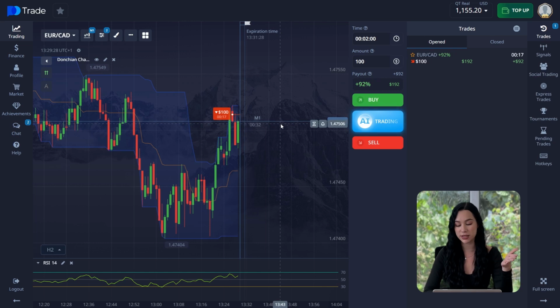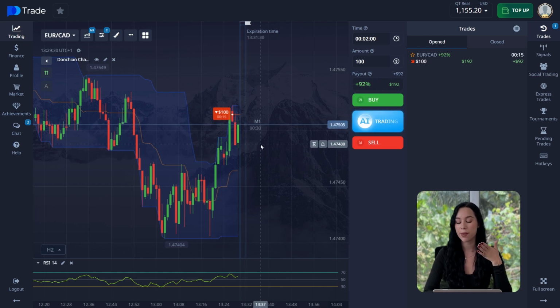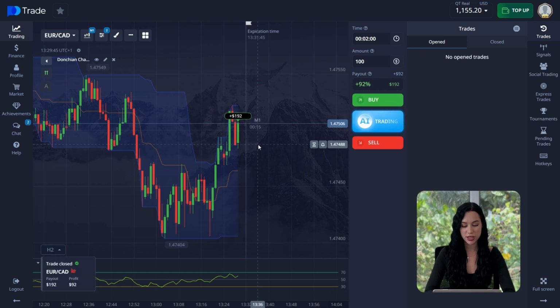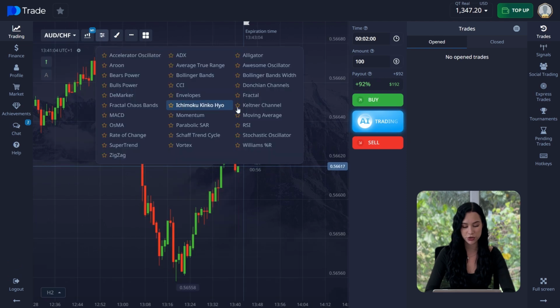There's no best indicators. There is something that just suits you well and that you feel comfortable to work with. So guys, it's 9 seconds till the end of our trade. Let's see what we're gonna have. It's 5, 4, 3, 2, 1, and yeah, we closed that trade in the plus. Congratulations to us. And now I'm gonna show you another strategy.